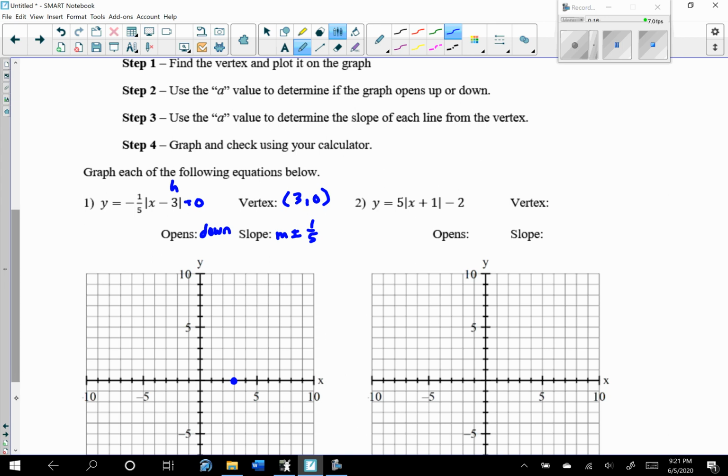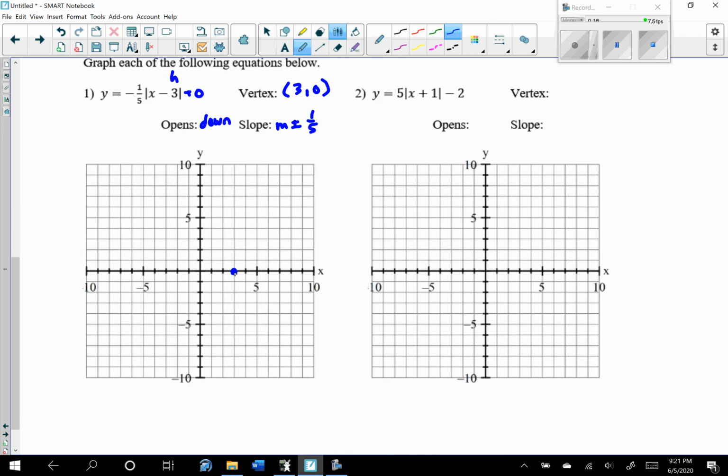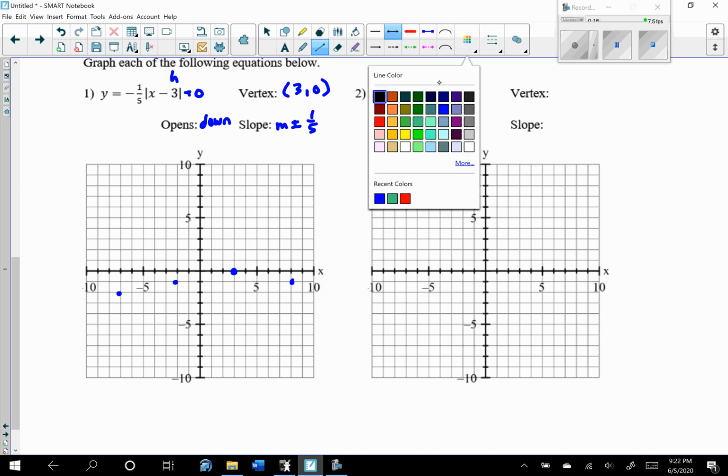So my vertex is at 3, 0. And we know we're opening down. So for my slope, I'm going down 1, right 5. And then down 1, left 5. And I could keep going on this side, down 1, left 5. And then again, you want to use your ruler for graphing.